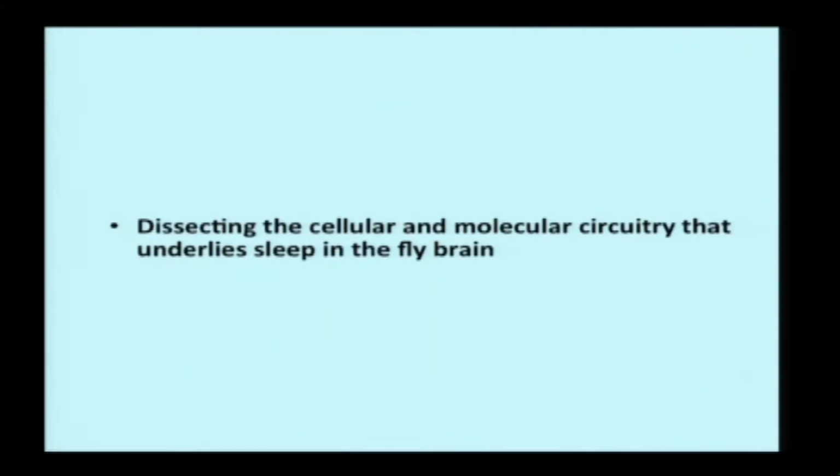So what we want to do with this, I should mention, we have established this fly model for sleep, and at the same time it was established by Paul Shaw in Giulio Tononi's lab, and there are now dozens of labs that work on fly sleep around the world. And I think what we all want to do is get at the cellular and molecular circuitry that underlies sleep.